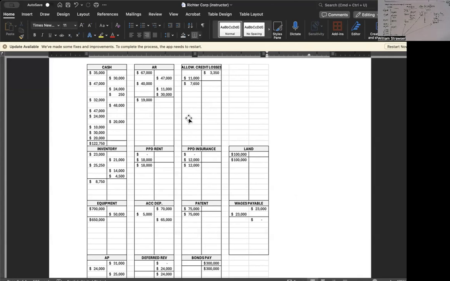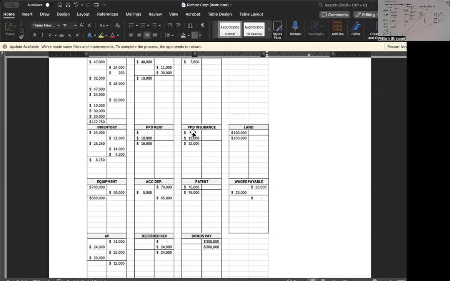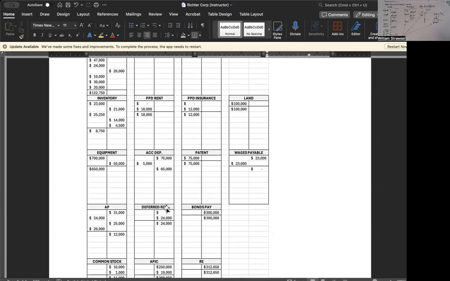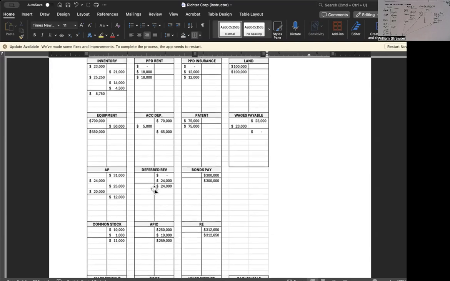I also have a very specific order. These are all assets, current assets first, then the non-current assets, the patent, wages payable. Notice that the prepaid rent and the prepaid insurance did not have beginning balances, but they had entries that we recorded for their unadjusted balances. The equipment, I sold some of it, sold the 50, have 650 remaining. The accumulated depreciation really should have a line after this 5,000 because 65,000 would be its unadjusted balance.